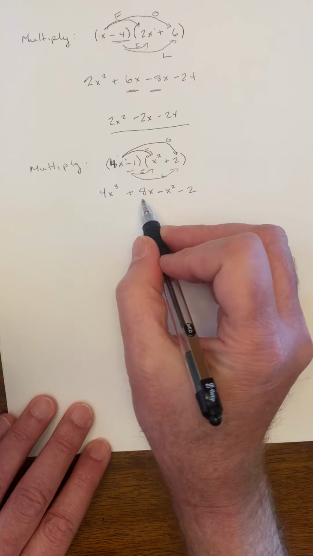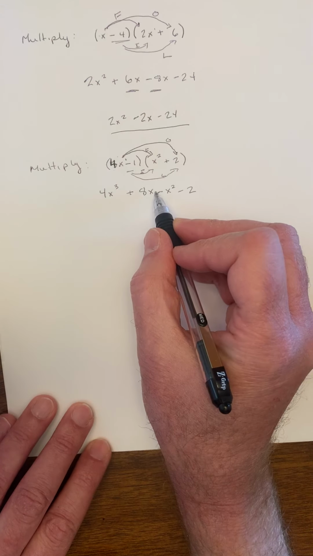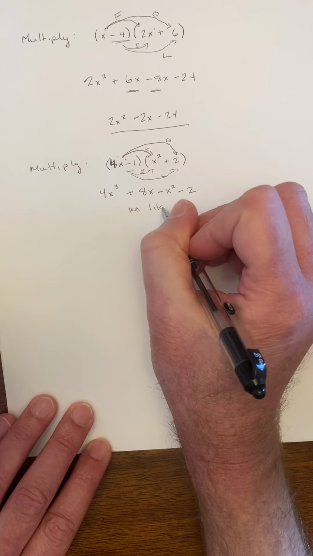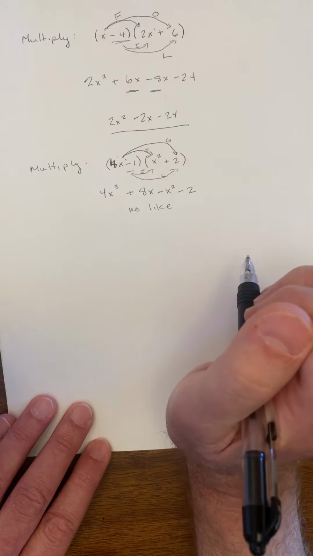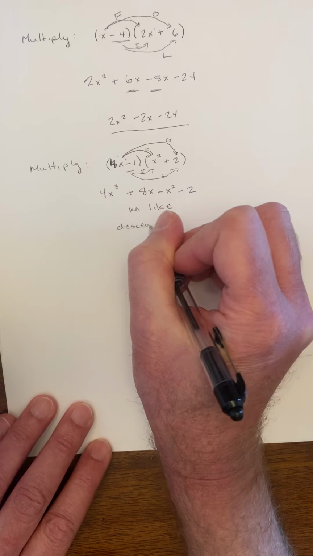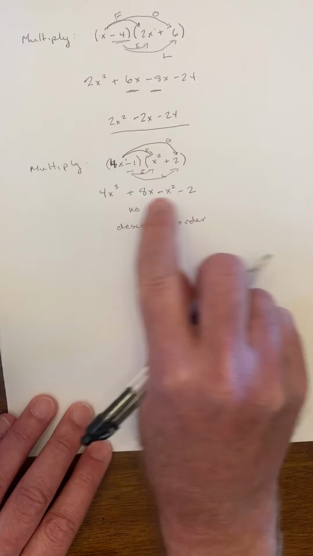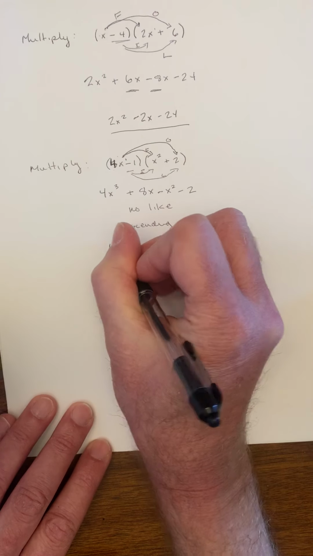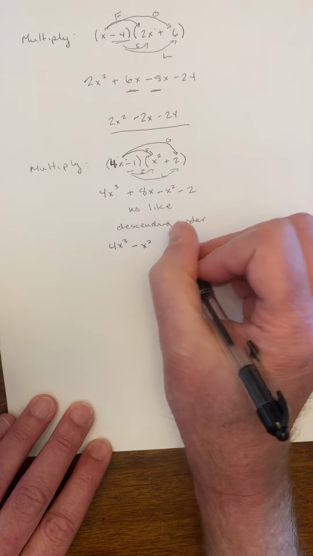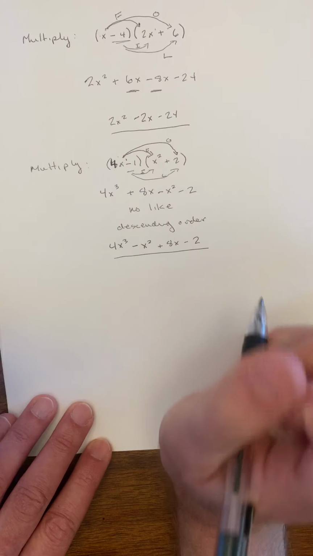Simplifying this, I look for like terms. But wait, there's a power of 3, a power of 1, a power of 2, and no x's. There are no like terms here, so I can't do any simplification. But what I can do is write in descending order. Highest power to lowest power. So all I'm going to do is rearrange these a little bit, which gives me 4x cubed minus x squared, because that's the next highest power, plus 8x minus 2. And so there's my answer.